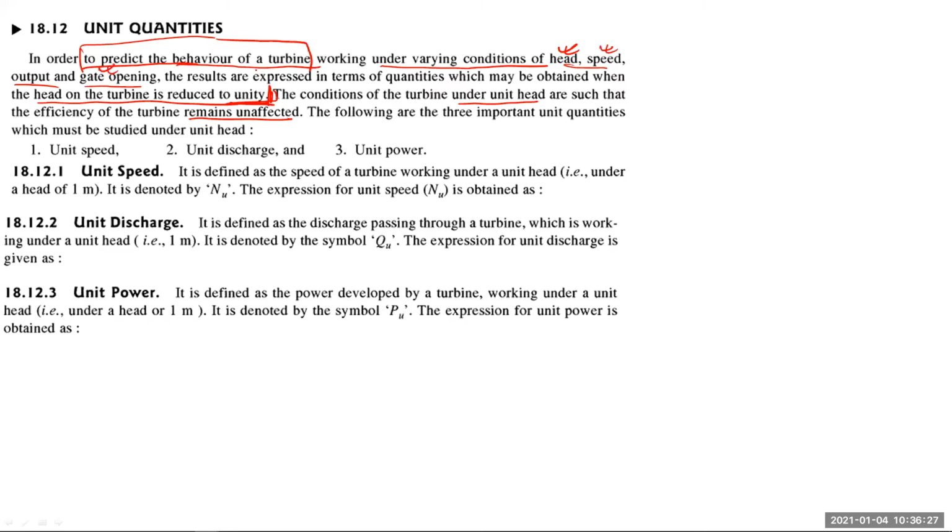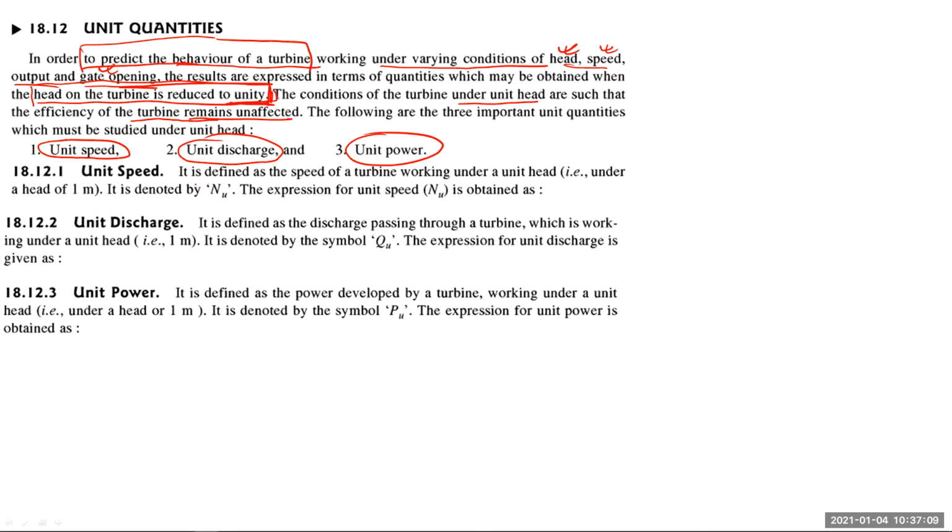So to compare their performance, we need some standard parameter. So we have obtained these unit quantities. What we will do to standardize is make the head available on the turbine equal to unity. Head of the turbine we reduce to unity such that efficiency of the turbine remains unaffected. By that we will get the unit quantities that are nothing but unit speed, unit discharge, unit power.